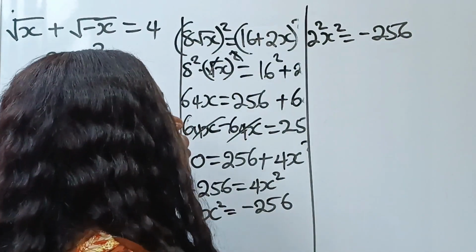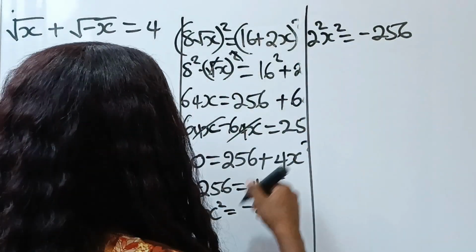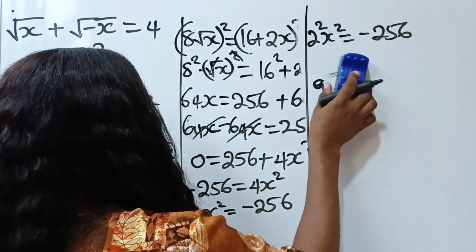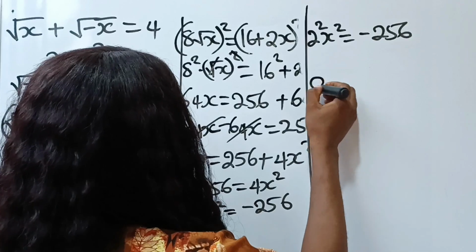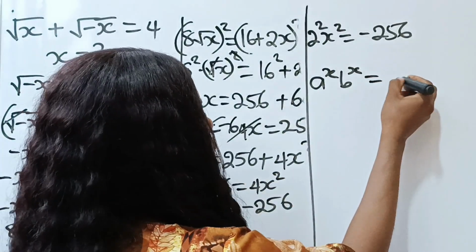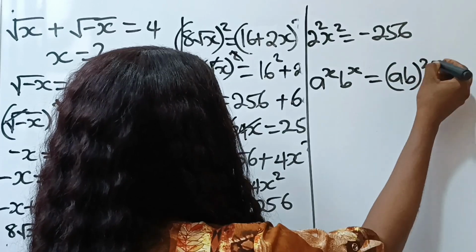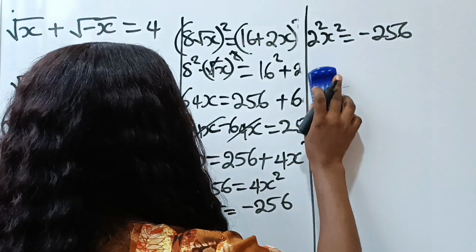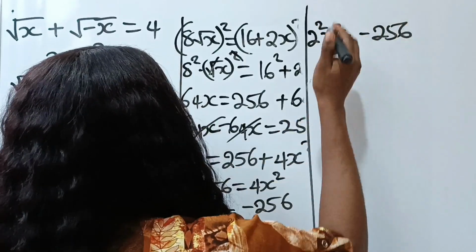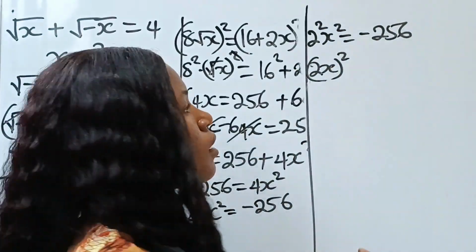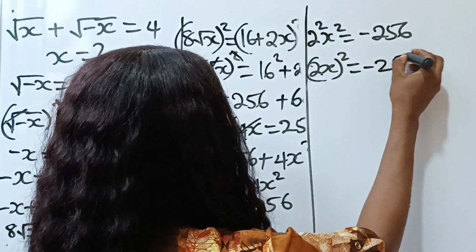All right, so we can bring these two together because a raised to the power of x multiplied by b raised to the power of x is equal to a multiplied by b raised to the power of x. Okay, so that is exactly what I want to do here. So I'm going to bring these two together and I'm going to square. Is equal to minus 256.